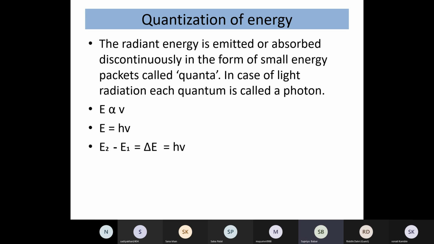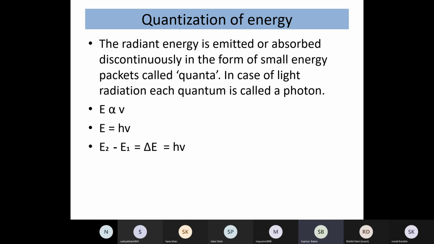So normally energy is directly proportional to the frequency of radiation. See, E is directly proportional to nu. Each quantum of energy has a definite amount of energy which is directly proportional to the frequency of the radiation emitted or absorbed. So E, that energy, is directly proportional to nu. So we write it as E is equal to h nu.